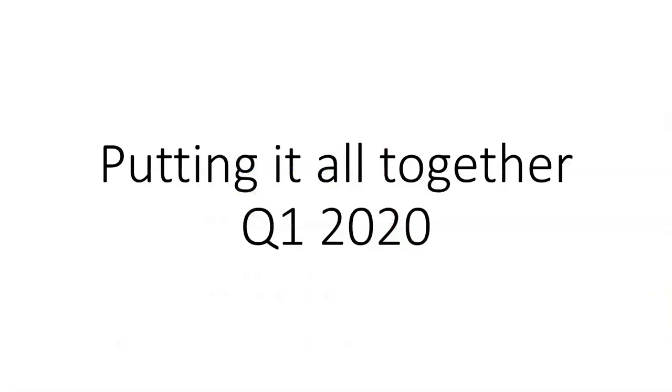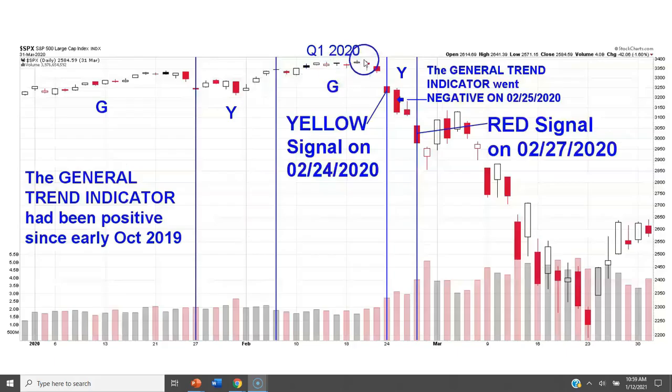Now let's put it all together and see how simple market signals could have helped you during the fastest bear market in history, which of course happened during Q1 of 2020. On February 19th, we hit what was at that time the all-time high on the S&P 500. Again, that's February 19th, and then things started to unravel from there.